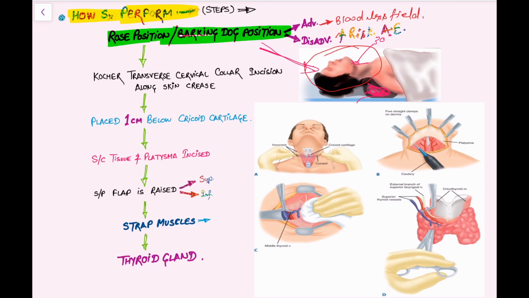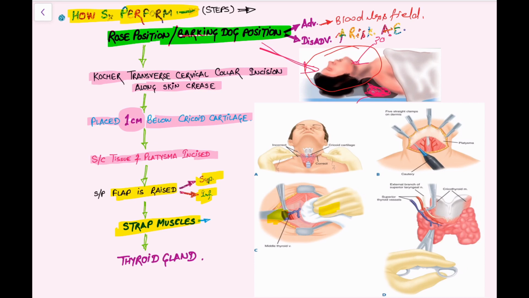So next we are going to perform the Kocher incision, Theodore Kocher, who is father of thyroid surgery. So we are going to make a Kocher transverse cervical collar incision along skin creases, 1 centimeter below cricoid cartilage. Then subcutaneous tissue and platysma are incised sharply, and after that flap is raised superiorly up to thyroid cartilage and inferiorly till suprasternal notch, and then strap muscles are incised in midline and retracted laterally like this.